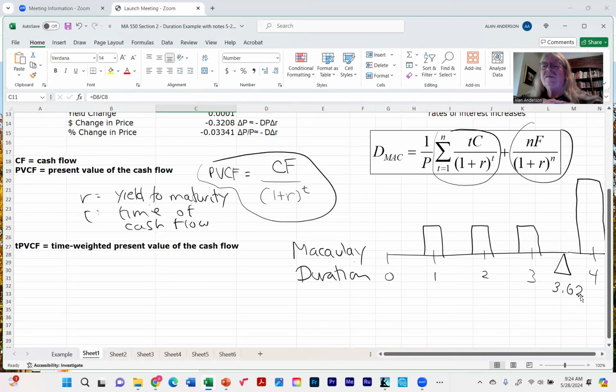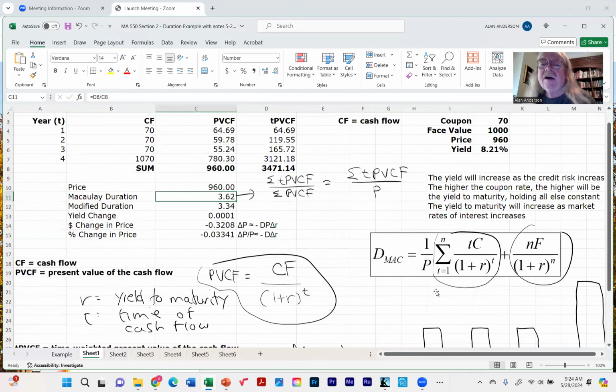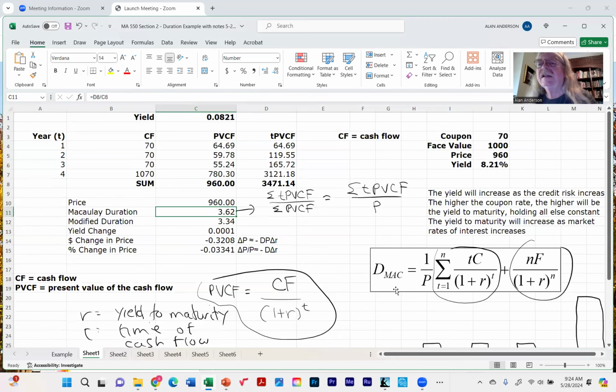Imagine this is a seesaw from elementary school, and the weights of the cash flows will only be in balance if the fulcrum is at 3.62 years. If I move it somewhere else, it'll tilt up or down. So this is the way it's meant to be interpreted. That's the point at which there's a balance. So in other words, it's on average 3.62 years to capture all your cash flows. Now, I agree that that's a very tricky thing to think about.